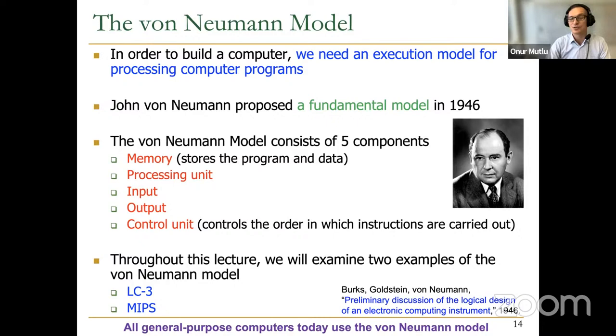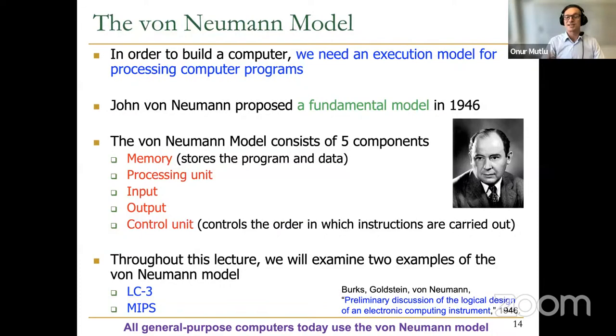We will see alternative models, like data flow, for example, which is a complete alternative to the von Neumann model, in lecture 11 or so. And we'll talk about other things later on also, like single instruction, multiple data.